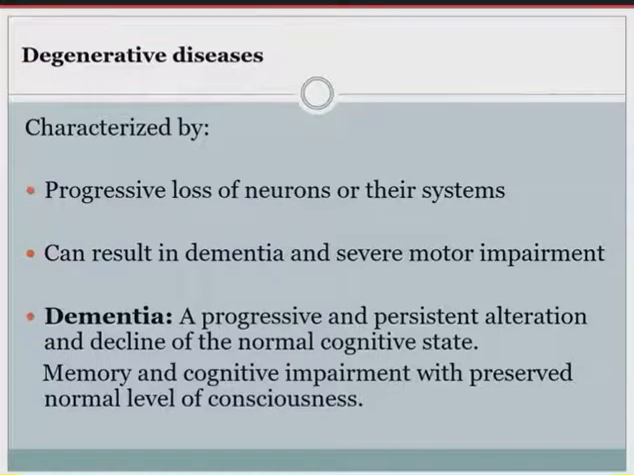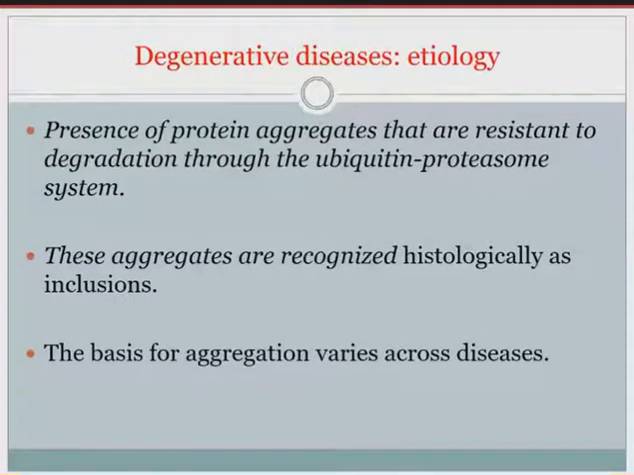In most degenerative diseases, there is a presence of protein aggregates that are resistant to degradation through the ubiquitin proteasome system. The basic thing you have to understand in degenerative disease is the presence of protein aggregates. These protein aggregates can be seen microscopically on slides as inclusions. The basis of aggregation varies across disease, which we'll talk about later.